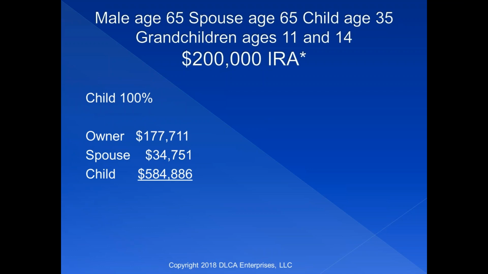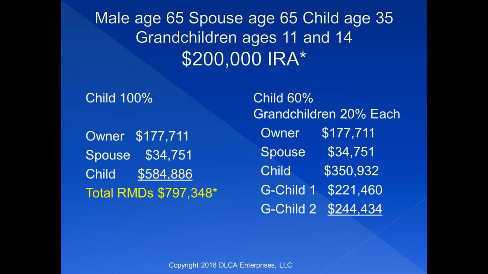The owner, in this case Archie, will take out his $177,000. At his death, Edith will continue to withdraw that money 4 years longer, a total of $34,000. And then that one child, what they inherit spread over their life expectancy at 5% will pay out $584,000. So the total RMDs or stretched distributions are $797,000.